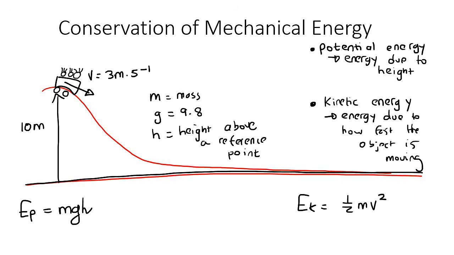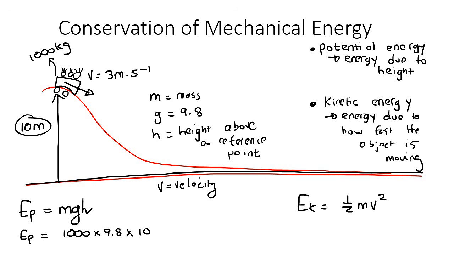Here we can see there's also a v. So v is velocity. If we were to practice this quickly, let's say the mass of the roller coaster and all the people is 1,000 kilograms. To calculate the potential energy, you would say 1,000 for the mass, multiplied by 9.8, multiplied by 10 for the height. And if you work this all out, you would get 98,000 joules.